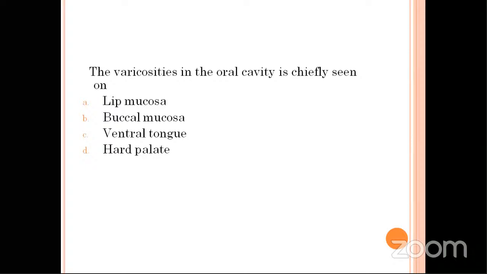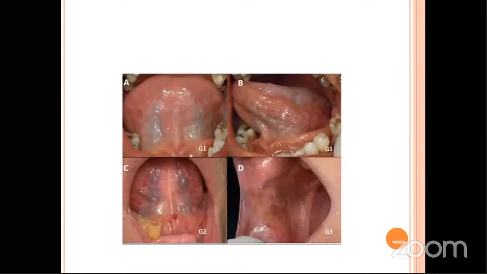The varicosities of the oral cavity is chiefly seen on the ventral surface of the tongue. So when you see elderly patients and lift the tongue up, these varicosities are very prominent. So that is seen on the ventral surface of the tongue, which is also called the caviar tongue. Caviar tongue. Okay.